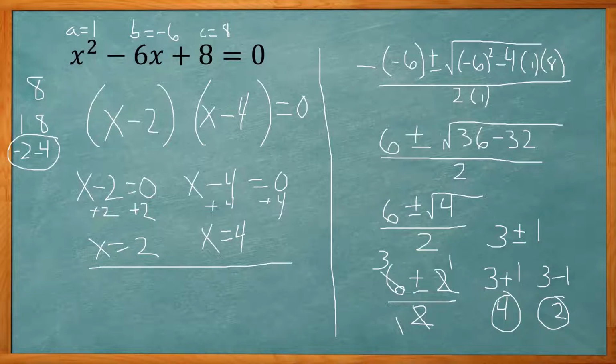And if we look at our discriminant, we got 4 for our discriminant. So that's greater than 0, so we have two real roots.